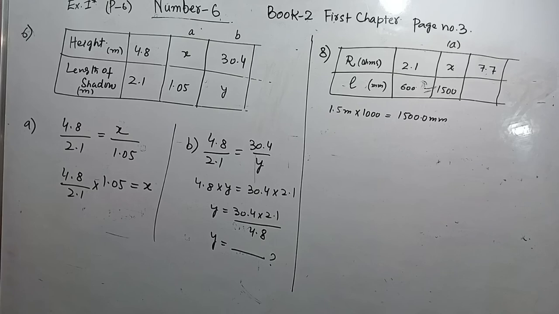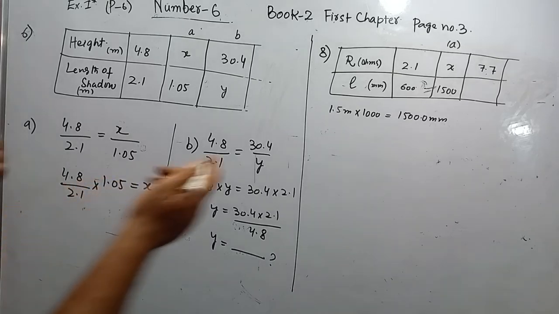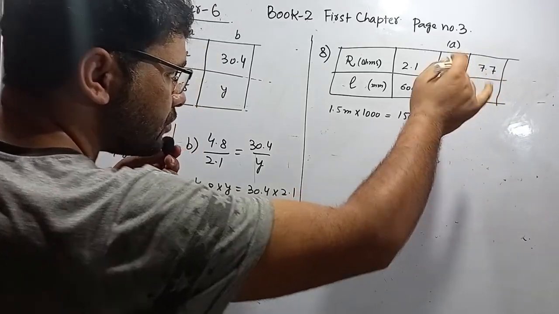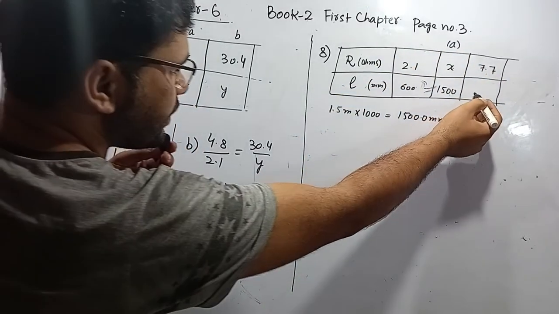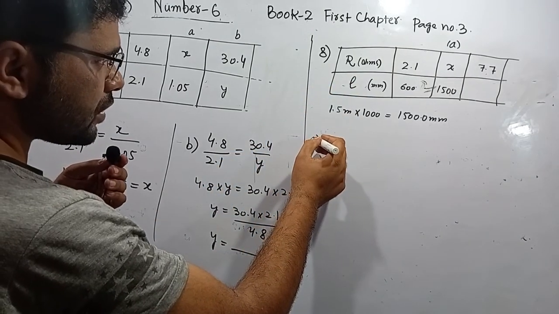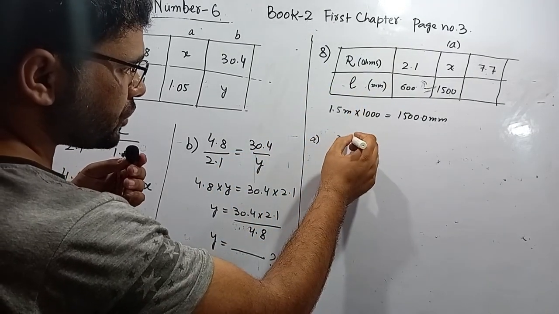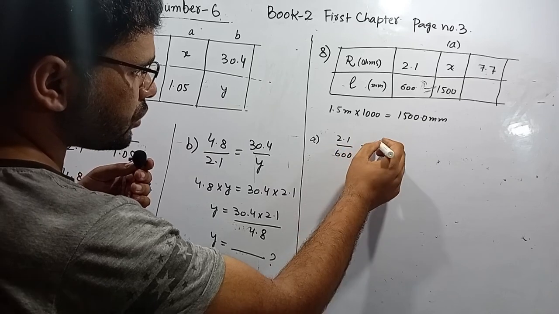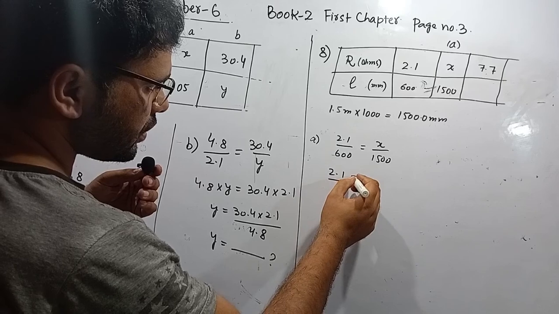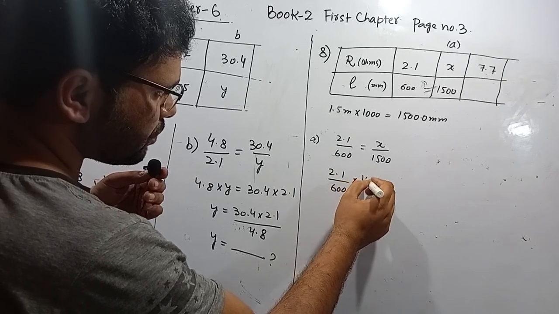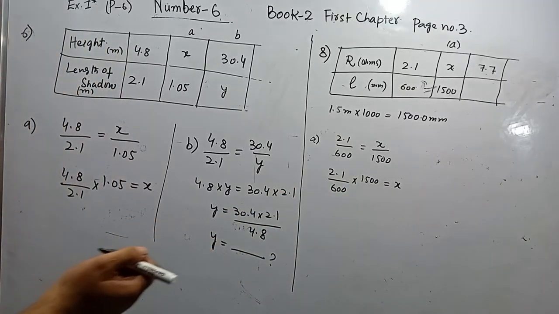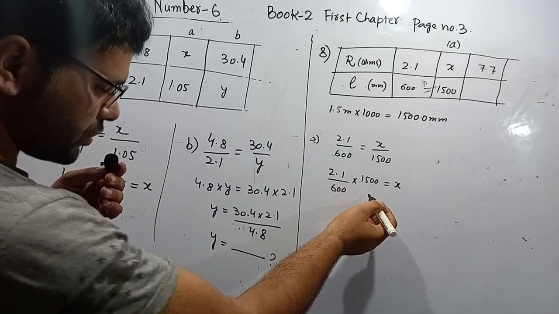How many meters of wire does he need? So here it is 7.7 ohm. Here we need to find the length of the wire in meters. First we will find in mm, then we will find in meters. Now for part A, you can see how to write the answer. 2.1 divided by 600 equals x divided by 1500. So it's 2.1 divided by 600 into 1500 equals x. Now you will calculate the values here and you will get the resistance in ohms.